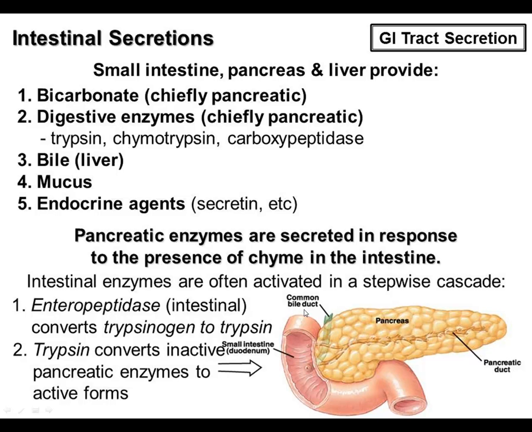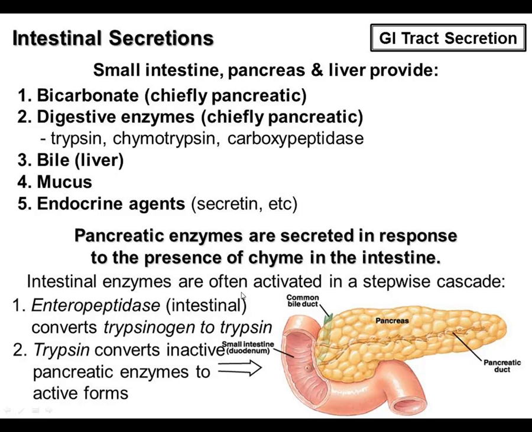Then we have the mucus being secreted also from the intestine, and the intestine also has some endocrine agents. We'll talk about secretin, and we will talk about gastrin in a short bit, and cholecystokinin. Gastrin, we sort of talked about it already, the function of which is to stimulate the parietal cells to secrete HCl. That's the function of gastrin. But we have other hormones such as secretin, and we also have cholecystokinin, and we will talk about them in a very short time.